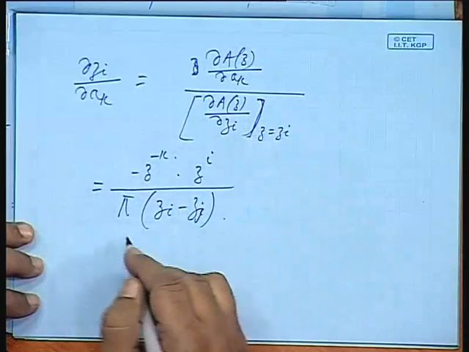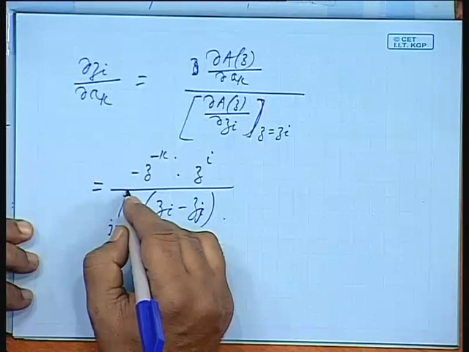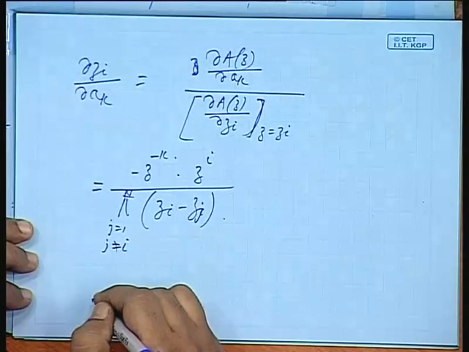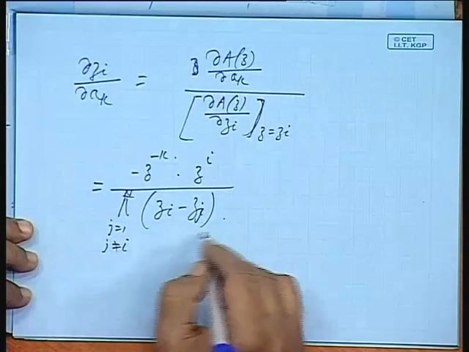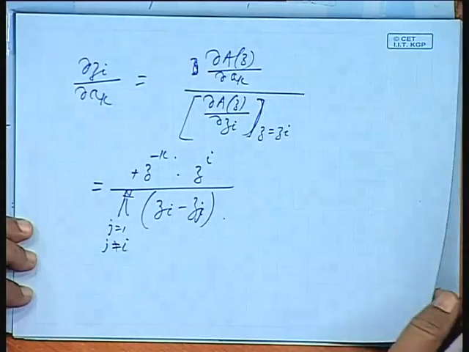If we evaluate this, j equal to 1 to n, j not equal to I, and there will be a negative sign here. So, that will make it positive.